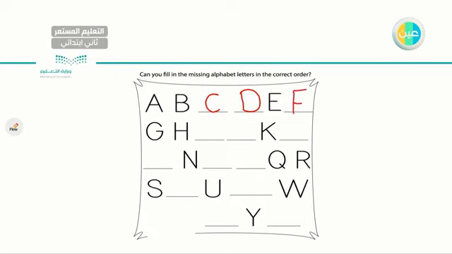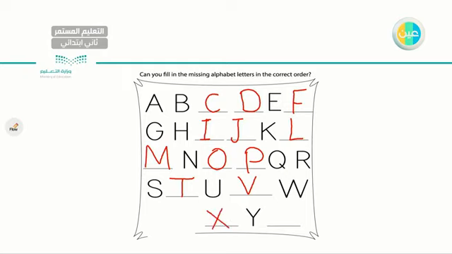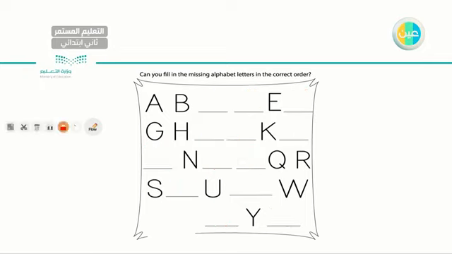G, H, I. Very good. J, K, L, M, N, O, P, Q, R, S. After S I have T, U, V, and the last four letters that we introduced today, W, X, Y, and Z. Very good. Okay, so these are the capital English alphabet. Let's go to the next one.